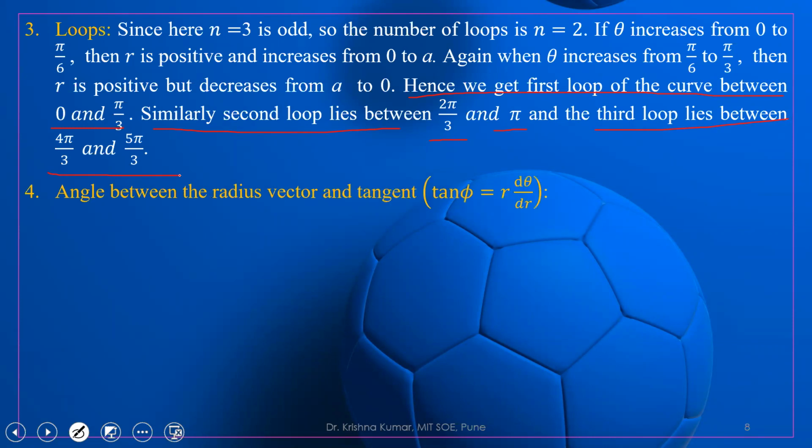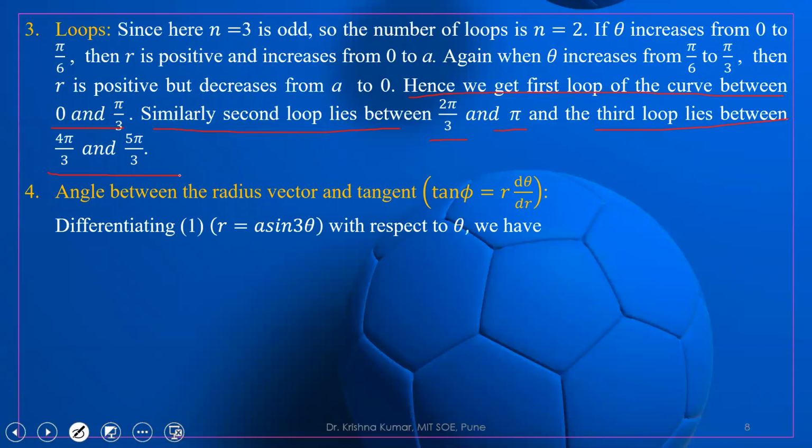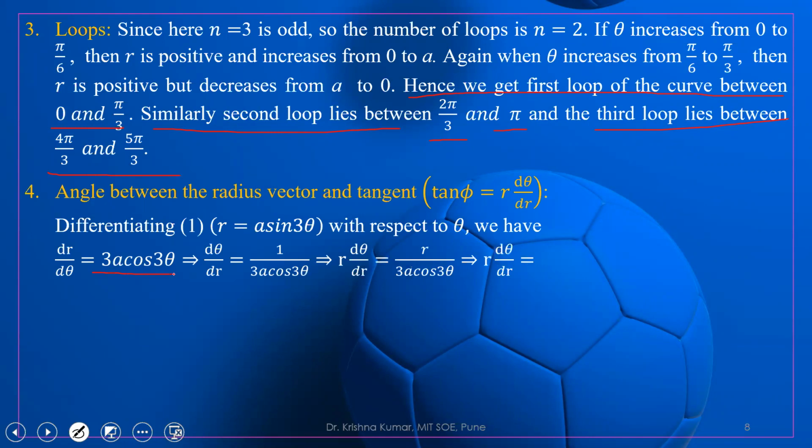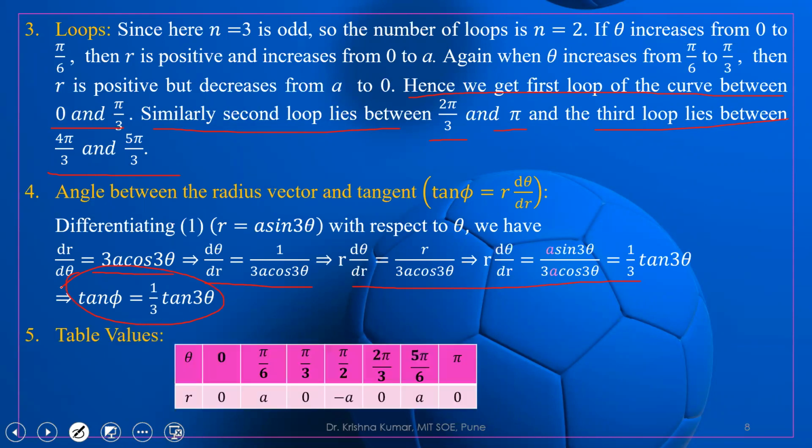For the angle between the radius vector and tangent, we differentiate with respect to theta. We have dr by d theta equal to 3a cos 3 theta. In this manner we are able to find it out. Actually, in the rose curve, there is no need to find this tangent angle, but let us find it out. Now, since the given curve is symmetric about only which axis? About the line theta equal to pi by 2. So we can find the value of theta from 0 to pi.